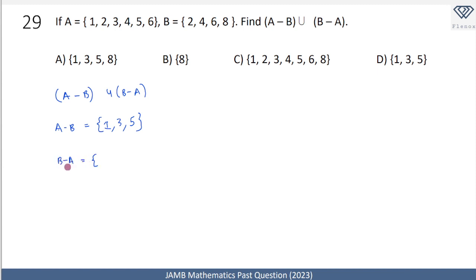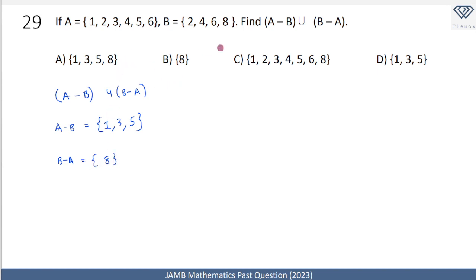Conversely, B minus A means what? The numbers that are found in B but are not found in A. Now, 2 is in B but 2 is also in A, so that's not part. 4 is in B but 4 is also in A. 6 is in B, but 6 is also in A. Now 8 is in B, but 8 is not in A, so B minus A is just going to be 8, because 8 is the only number that you find in the set B, but it's not in the set A.